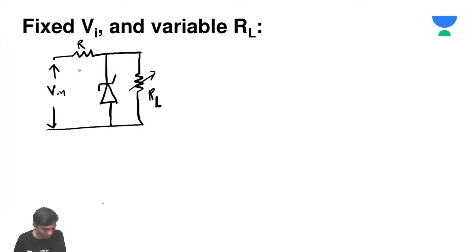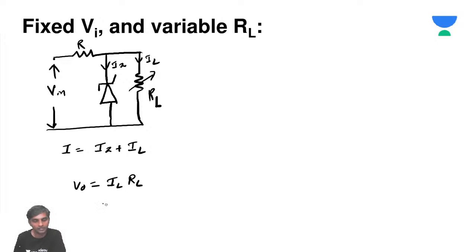When the V input is constant and load resistance RL is variable, the same current will still flow. That is, the current Iz is going to be the load current IL. Right. So now we know that I is equal to Iz plus IL. And V naught is going to be IL into RL.